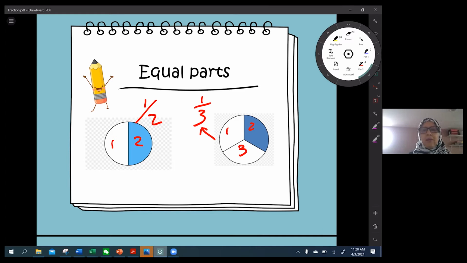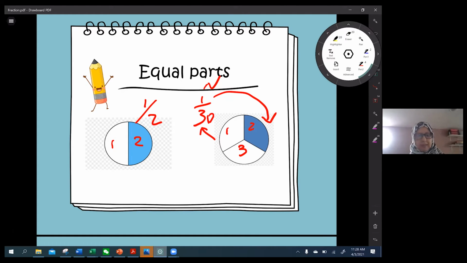Okay, so I was asking you the question earlier. The denominator should be written at the bottom, and the numerator should be written at the top. The denominator is how many equal pieces there are together, and the shaded parts would be the numerator. Does anybody have any questions about this? No? Okay, so this is easy.